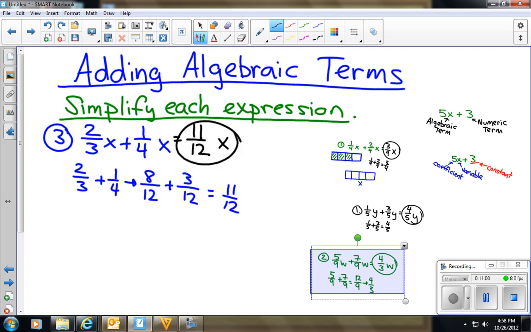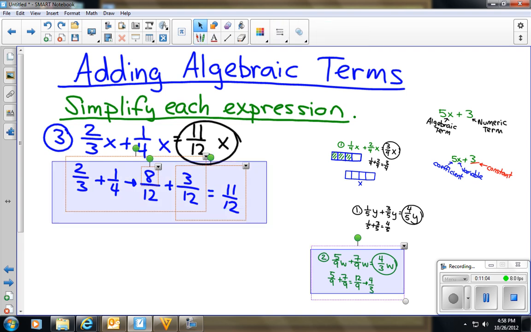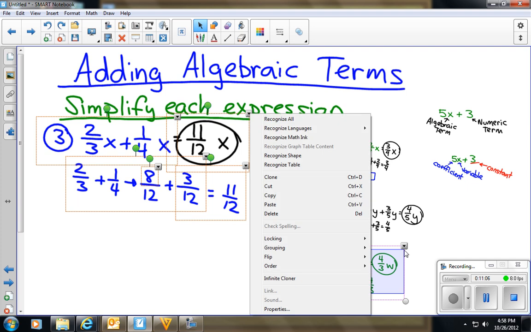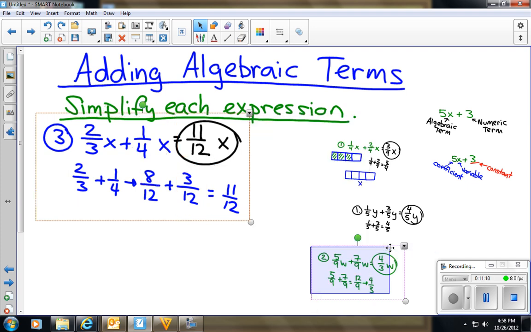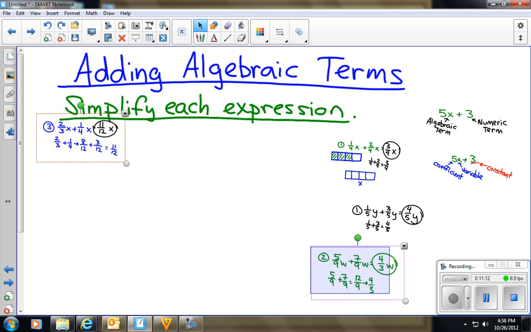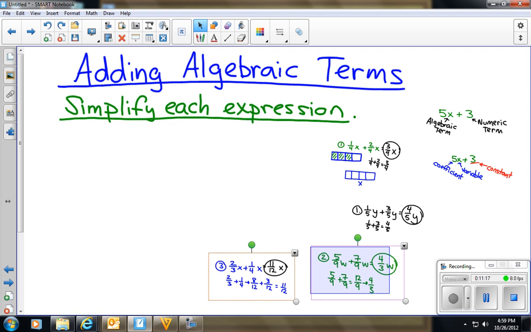x. Again, all we're doing here is we're adding the fractions, and we're going to tag along the variable. It's kind of like saying we have 2/3 of a pizza plus 1/4 of a pizza equals 11/12 of the pizza. I don't know how big the pizza is, but I know I have 11/12 of it.